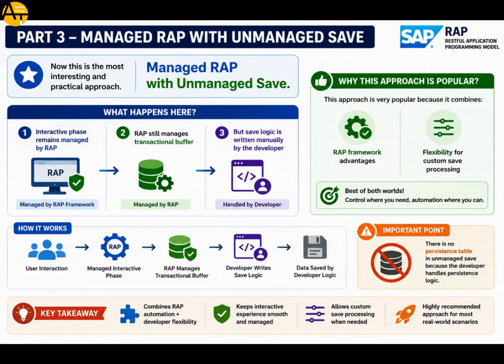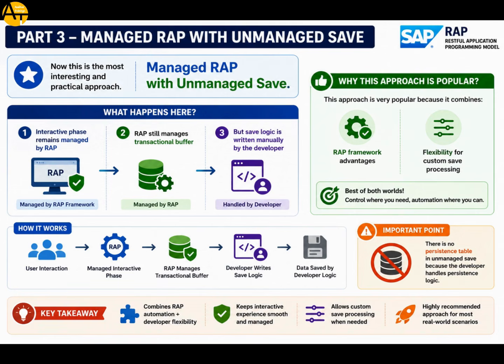Part 3: Managed RAP with Unmanaged Save. Now this is the most interesting and practical approach. Managed RAP with Unmanaged Save. What happens here? Interactive phase remains managed by RAP. RAP still manages transactional buffer, but save logic is written manually by the developer. This approach is very popular because it combines RAP framework advantages with flexibility for custom save processing. Important point: there is no persistence table in unmanaged save because the developer handles persistence logic.